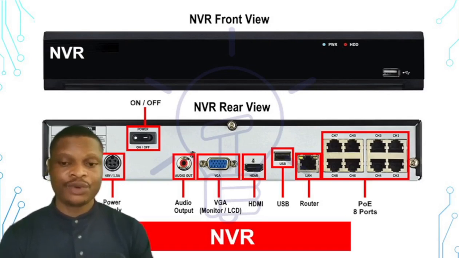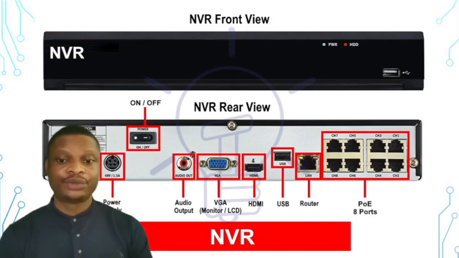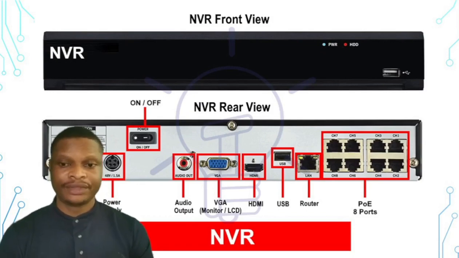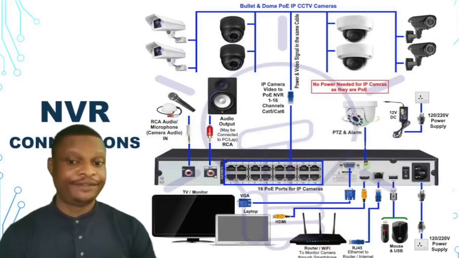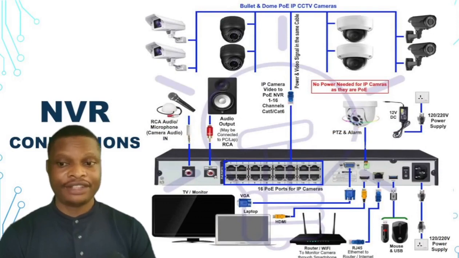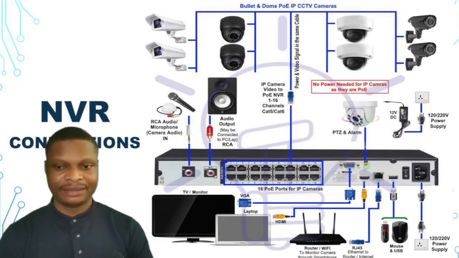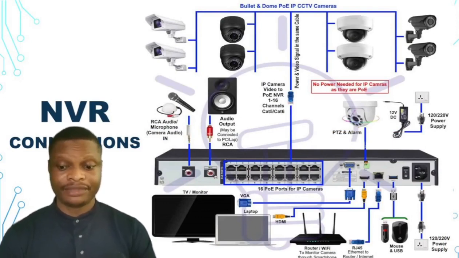But if you want to have limitless connection, then you use an NVR that is not connected directly to the recording device, that is connected through the network. That is another type of NVR. Look at the connection of the NVR. It's just the same thing as the connection of the DVR. As you can see, they have the same connection pattern, but different cable, different device.